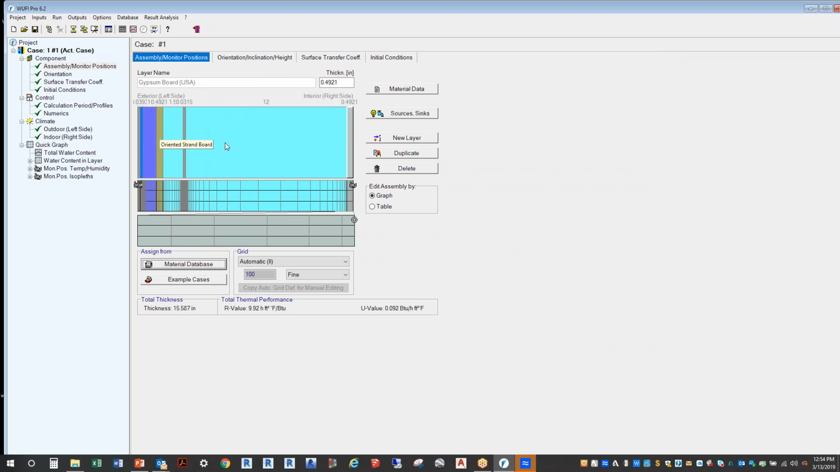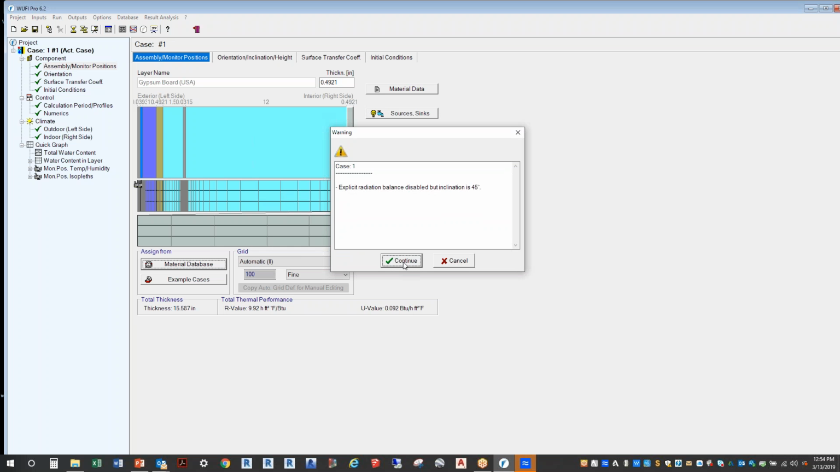All right, and when you do that, I didn't mention this earlier, but when you look down at the bottom, it tells you your total thickness of the wall and your thermal performance. So this is your thermal performance, R value and U value, but if it's a wall, it's between the studs if you're using wood studs. So that's where the simulation is occurring. It's two-dimensional, and it's through a slice in your assembly. Explicit radiation balance disabled. Okay.